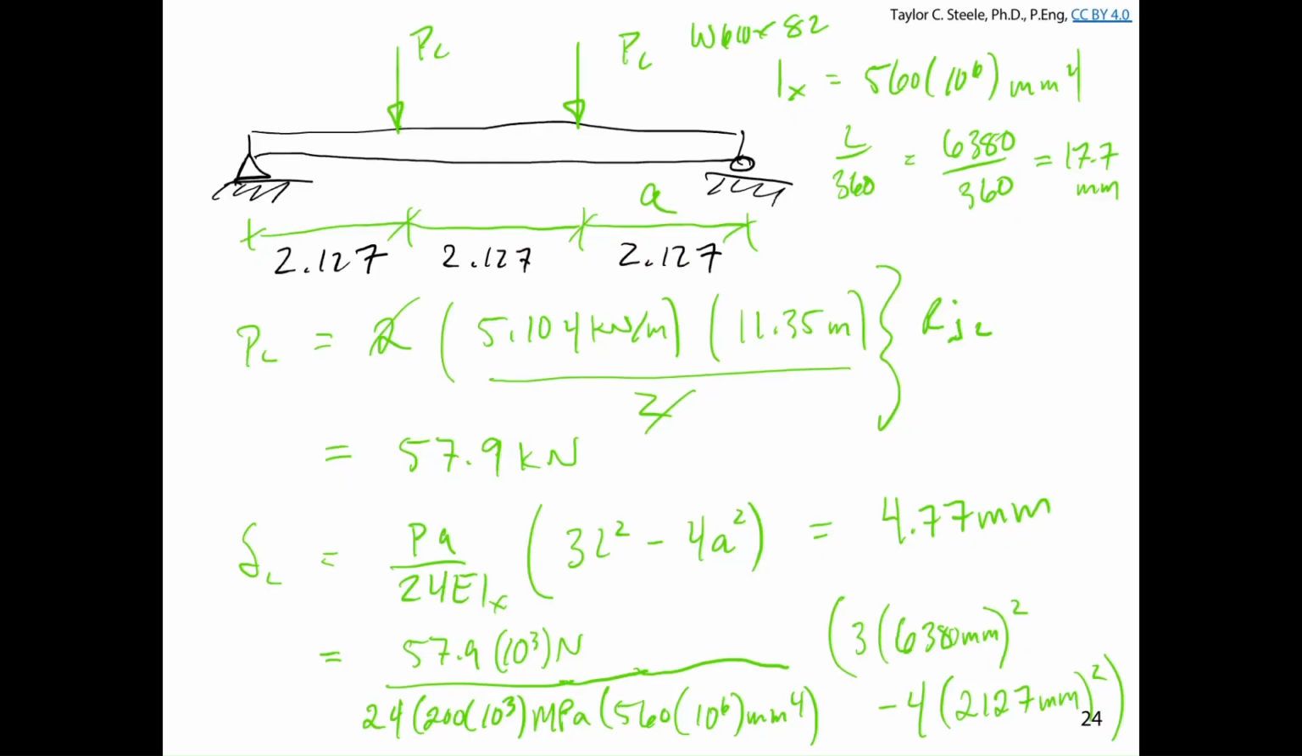Deflection tends to be more important for joists than for girders for this reason. Girders tend to be deep, they tend to be short, whereas joists tend to be not as deep and they tend to be longer, meaning deflection is more likely to govern the design of those members.